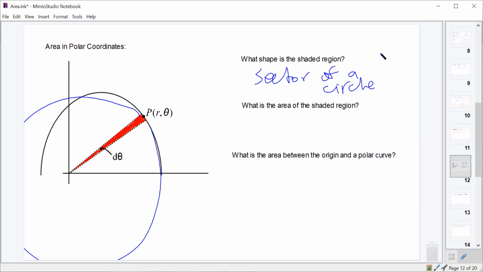And not necessarily a sector of this exact little function here, not a sector of a circle that it would fit nicely into here, but it's just a sector of some circle going around. Does that make sense? Hopefully that makes sense. And what's the area of that region? How do we find the area of the sector of a circle? You should know how to find the area of a sector of a circle. How do we do that?